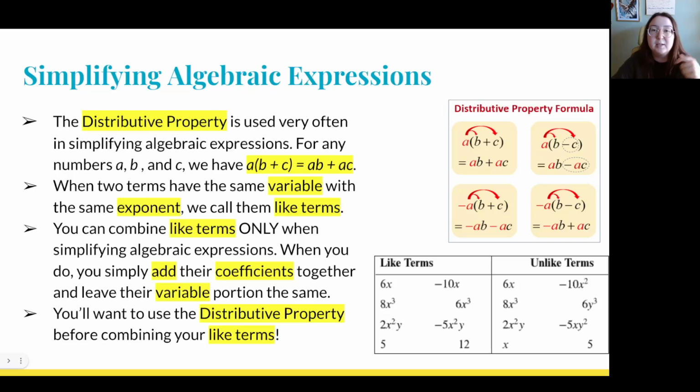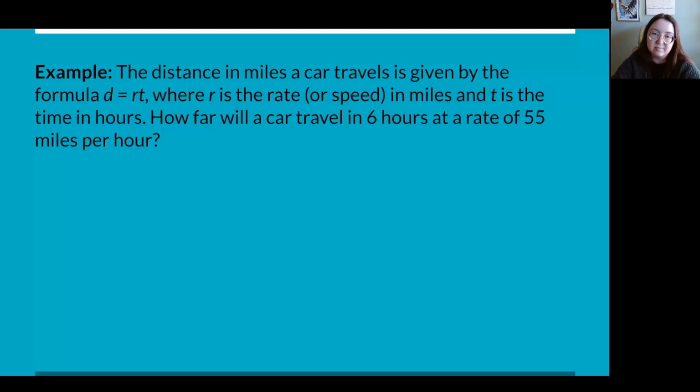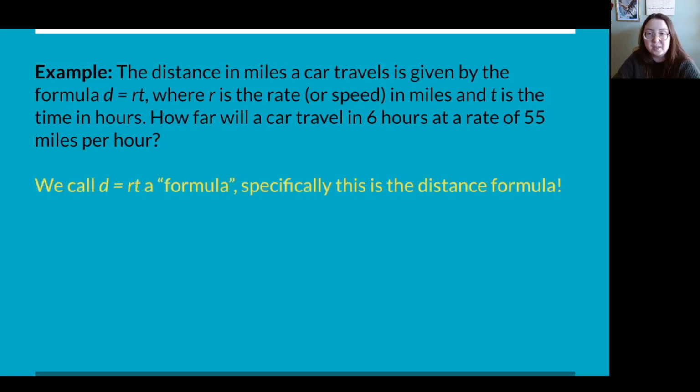And so we can combine any like terms with addition and subtraction when it comes to simplifying any expressions or equations. So we're going to go through an example together. We say the distance in miles a car travels is given by our formula d equals rt, where r is the rate or speed in miles and t is the time in hours. How far will a car travel in 6 hours at a rate of 55 miles per hour?